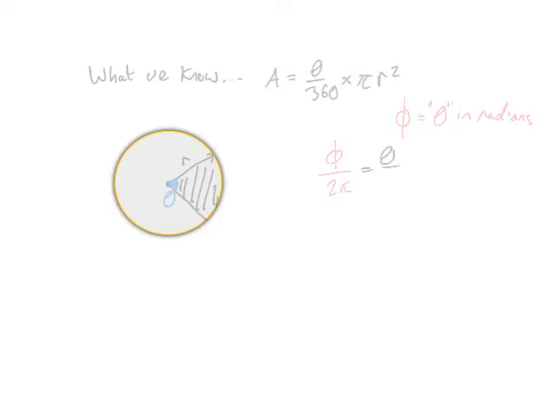So I'm going to use this symbol to represent radians. Now the fractions of the circle expressed in radians and in degrees are the same fraction, they're the equivalent fractions, so we make them equal. And what we notice is that we can replace theta over 360 by phi over 2 pi, and then if we do that, the pi's cancel. And we're left with just the angle times the radius squared times a half.